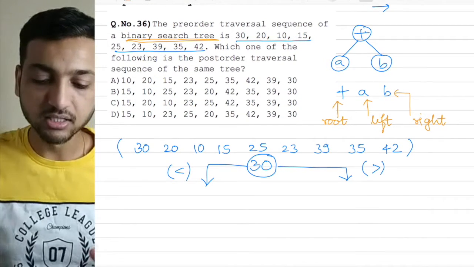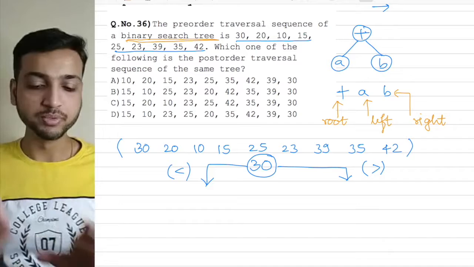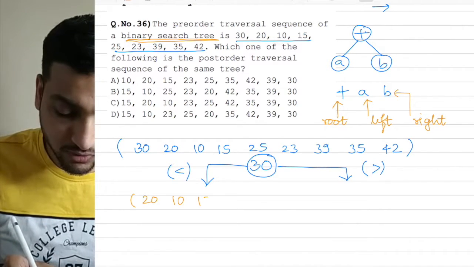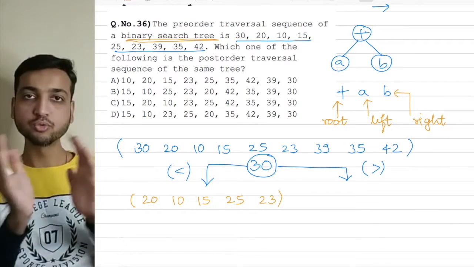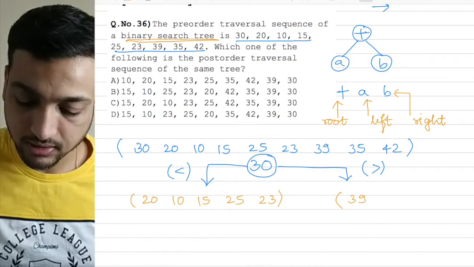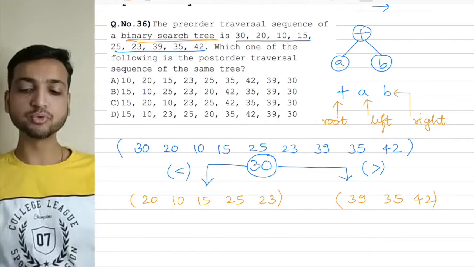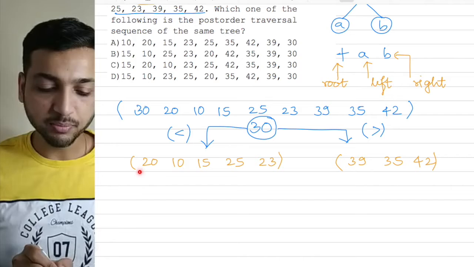So let's rewrite our sequence now. Now since 30 has become the root, 30 is out of competition. What we have is 20, 10, 15, 25, 23. These are all going to be to its left, and greater than 30 we have 39, 35 and 42. These are all going to be to our right. Now again, let's focus on this left subtree.